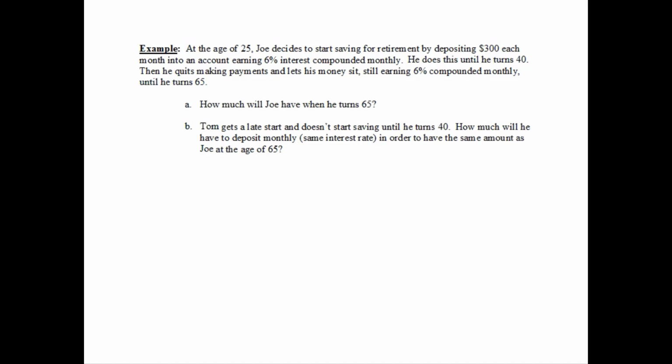Okay, let's suppose that at the age of 25, Joe decides to start saving for retirement. He will deposit $300 each month into an account that earns 6% interest compounded monthly. He does this until he turns 40. Then he quits making payments, lets the money sit, but it still earns that same interest rate until he turns 65. We want to know how much he will have when he turns 65.